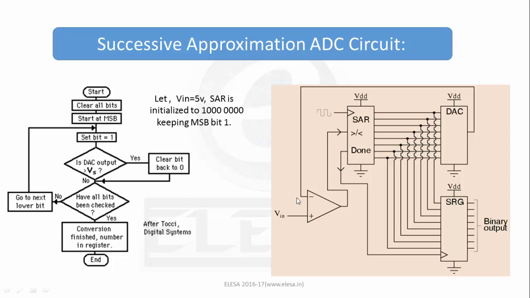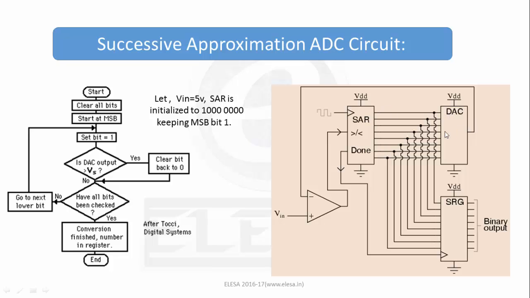First, let the V in input voltage be 5 volt and the SAR register is initialized to 1 0 0 0 0 0 0 0, meaning keeping the MSB bit 1 and all other bits 0, and this digital value is given to the DAC.